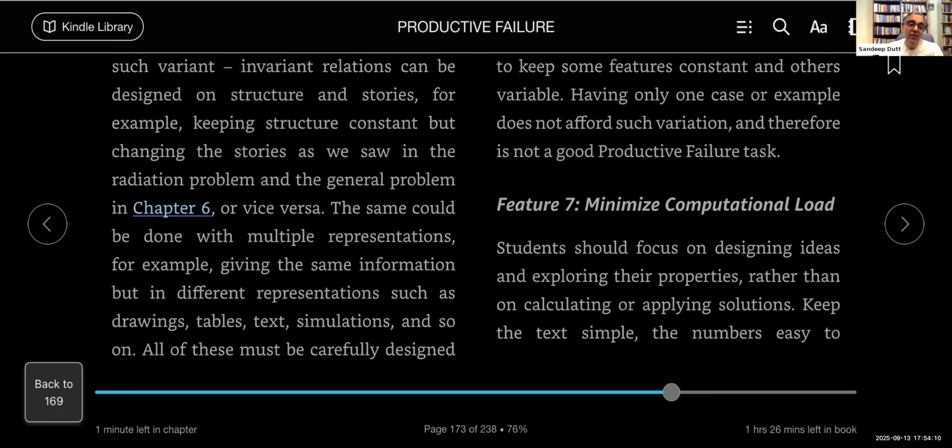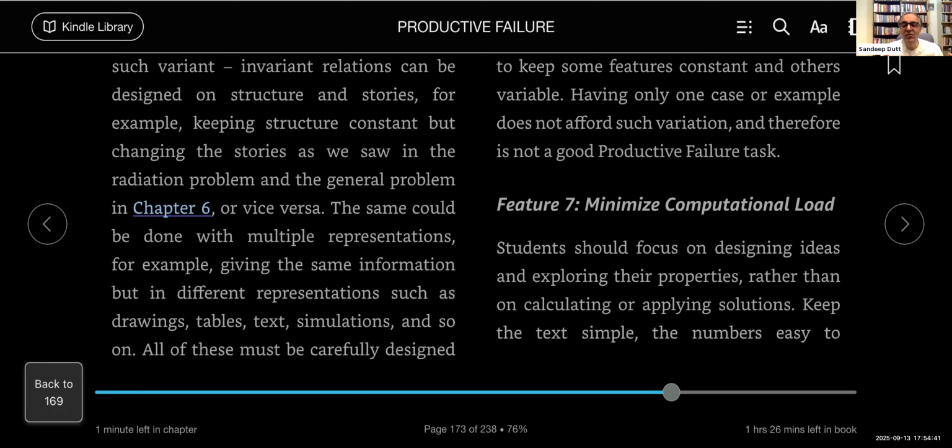The same could be done with multiple representations, for example, giving the same information but in different representations, such as drawings, tables, text, simulations, and so on. All of these must be carefully designed because the task designed for such variation and therefore is not a good productive task.